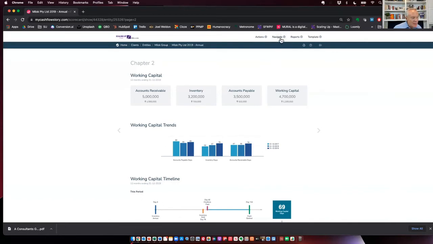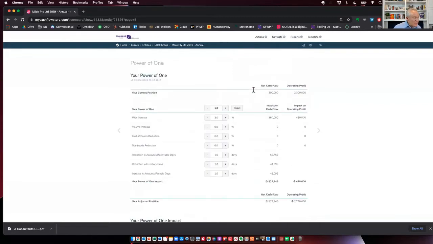So I'm going to go back to my Power of One tool now. And I'm going to say, let's take receivables and let's get our 9 days back here. Let's reduce that by 9 days. And look at the impact. That's almost 600,000 in cash flow right there. Let's take our inventory days and let's get that back where we were the year before. That gets us to 11 days. That gets us another almost $500,000 in cash flow there.